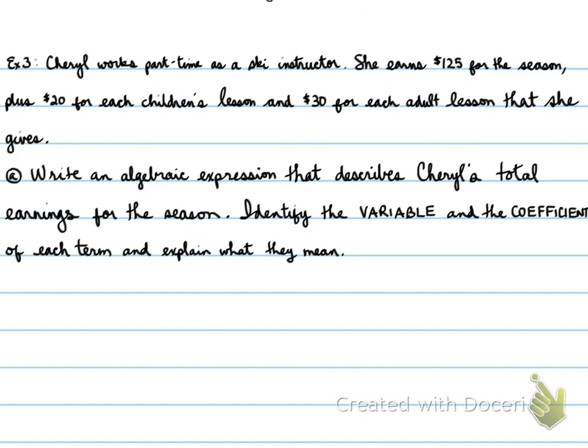So we need to express this in a mathematical equation. So let's start off by saying, okay, Cheryl's earnings, E, equals. What does she earn? She earns $125 for sure, guaranteed. Plus, she earns $20 for each lesson, so 20 times x, plus $30 for each adult lesson that she gives, so 30y. So x is for the children's, and 30y is for the adults.